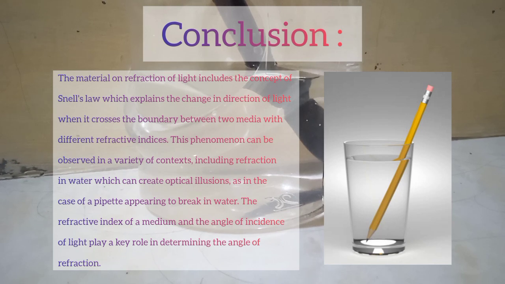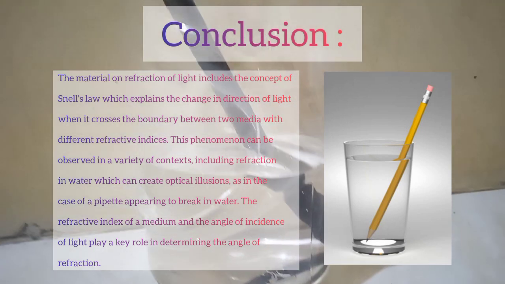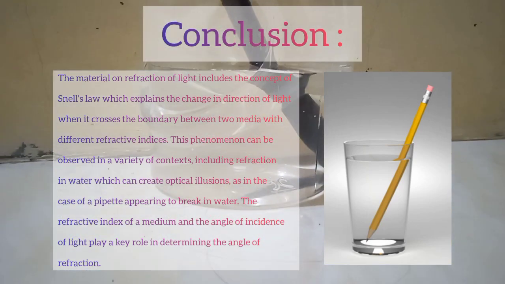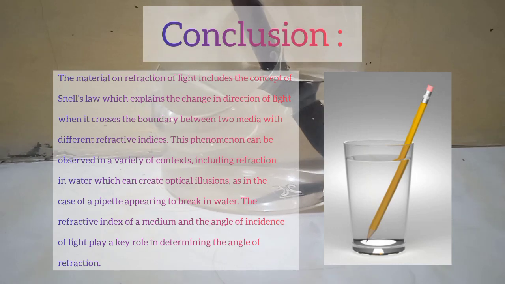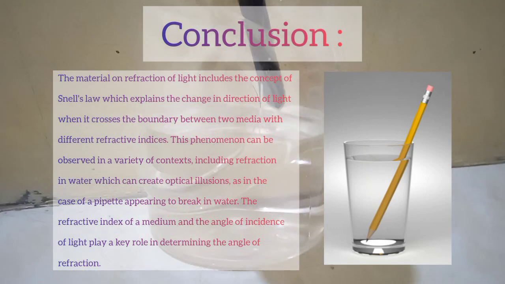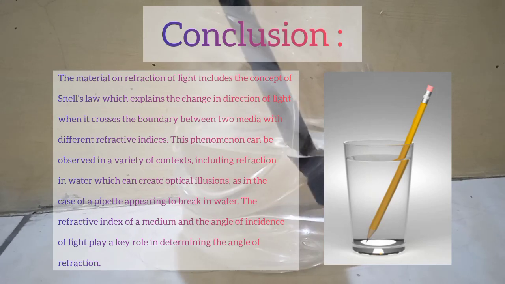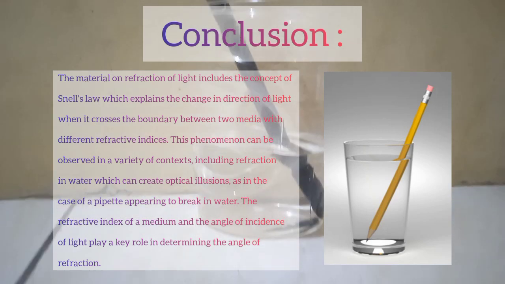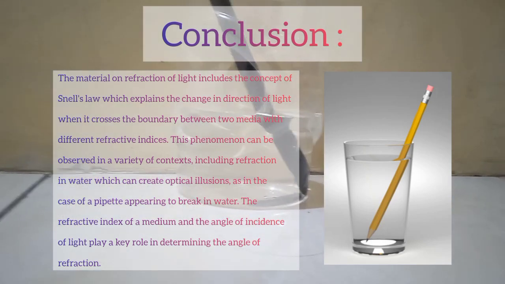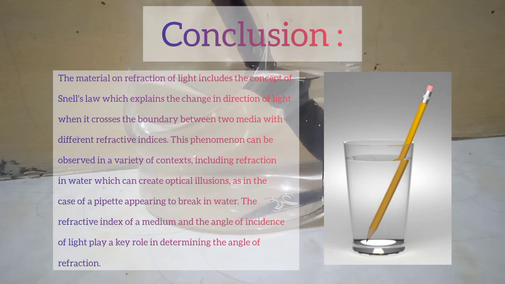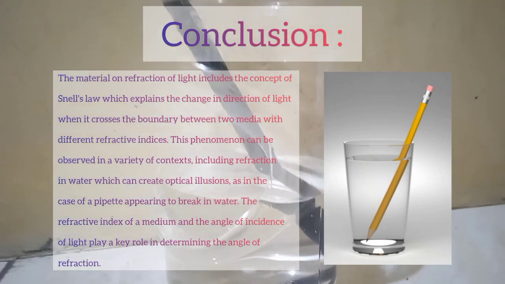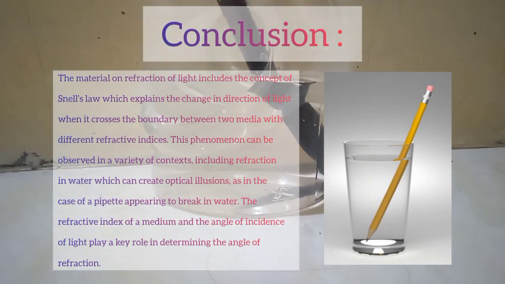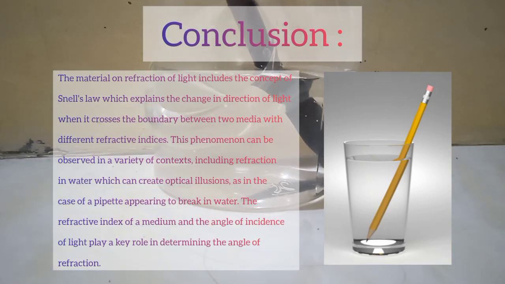So, the conclusion from this experiment is that the material on refraction of light includes the concept of Snell's law, which explains the change in direction of light when it crosses the boundary between two media with different refractive indices. This phenomenon can be observed in a variety of contexts, including refraction in water, which can create optical illusions, as in the case of a pipette appearing to break in water. The refractive index of a medium and the angle of incidence of light play a key role in determining the angle of refraction.